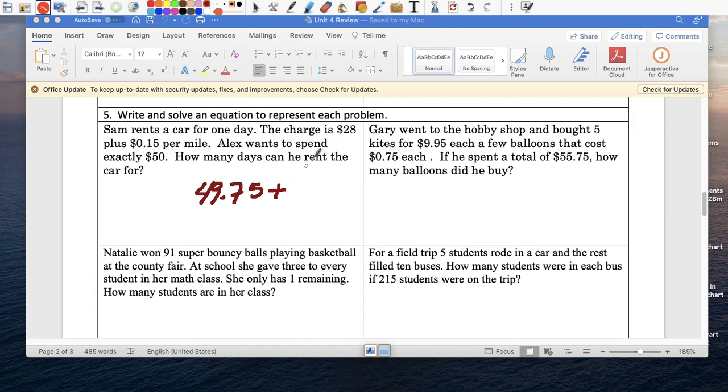Plus, we bought balloons. I don't know, a certain quantity of balloons, but I know that every balloon is 0.75 cents. The total I spent was 55.75. How many balloons? So this is an equation, so equals 55.75. And that's your equation. Subtract 49.75 from each side.